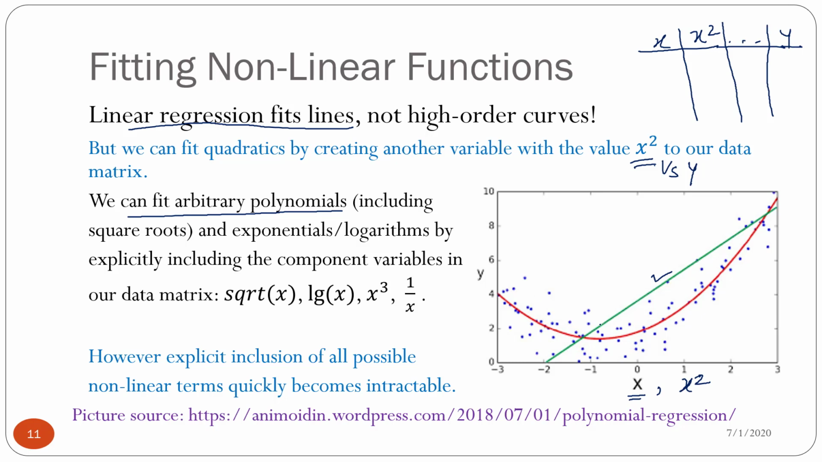So that's the message. Sometimes adding more features to the feature set helps us in linear regression, and in that case our linear regression model performs a lot better. Okay, so we can fit arbitrary polynomials including the square root and the exponential logarithms by explicitly including the component variable. So I just added x square. You can use square root of x, you can use log of x, you can use x cubed, 1 by x, and all that. And that is possible, and people use that in a lot of situations.